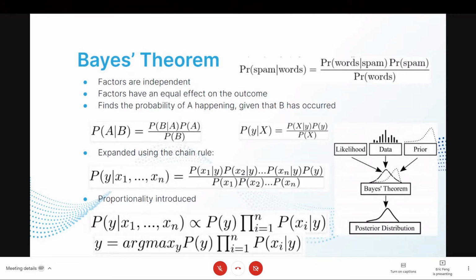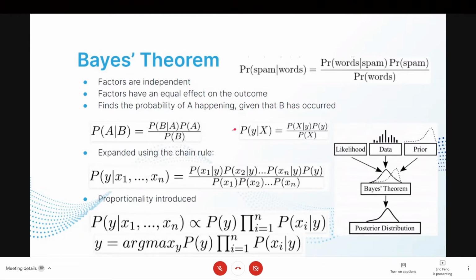All right, so at the center of Bayesian probability is Bayes' theorem, which is a pretty simple probabilistic equation. There are two prerequisites for Bayes' theorem to apply. One, that the factors are independent, and two, that the factors have an equal effect on the outcome. This should just be a review of research statistics, but the probability of A given B is equal to the probability of B given A times the probability of A, divided by the probability of B.